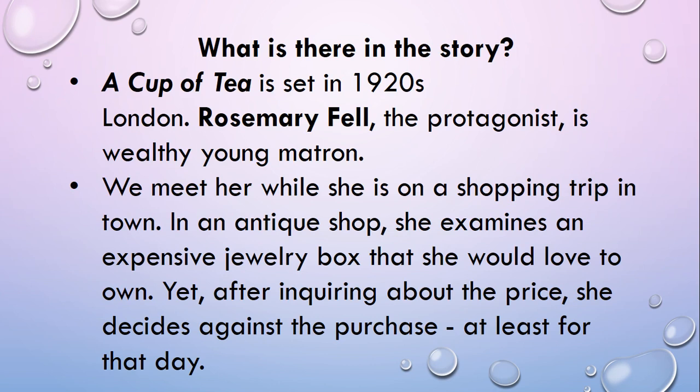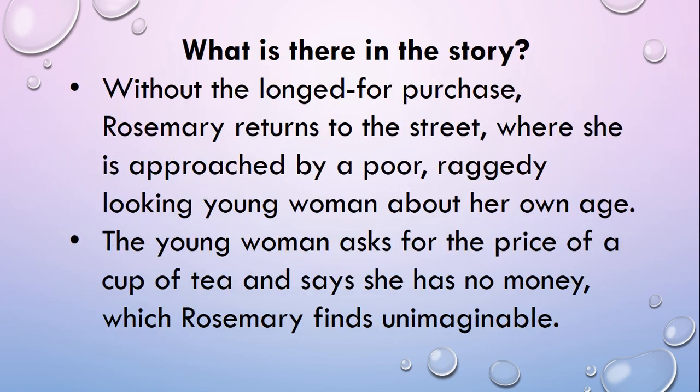She was looking for that expensive jewelry box and it looked really magnificent. She wanted to buy it, but after inquiring about the price, she decides against the purchase as it was too much, at least for that day. Without the longed-for purchase, Rosemary returns to the street, where she is approached by a poor, raggedy-looking young woman about her own age.